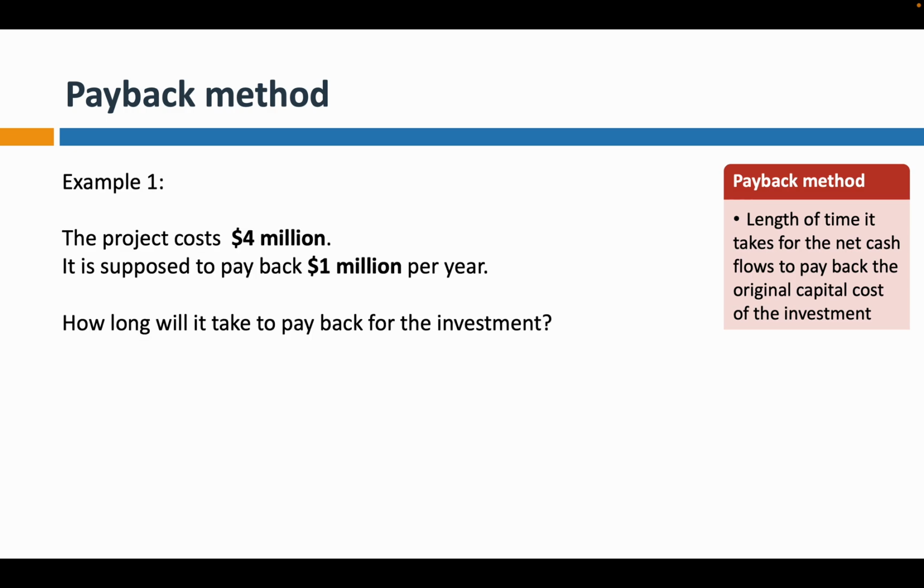The project, whatever it is, costs $4 million. So that is the original capital cost of the investment. And we know that it is supposed to pay back $1 million per year. So the $1 million per year is going to be our forecasted net cash flows per year. Okay, and so our question is going to be, how long will it take to pay back the investment?